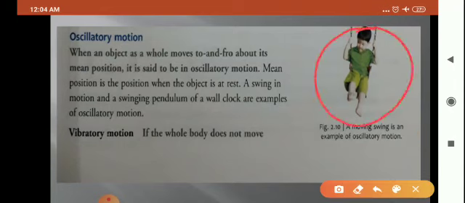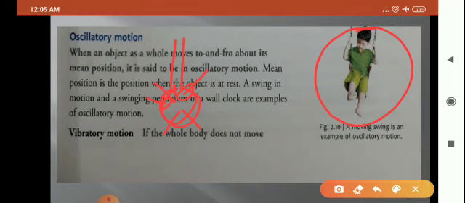A moving swing is also an oscillatory motion. Here also, suppose the boy is sitting on a swing. So the swing, the boy is sitting here, children. The swing also covers oscillatory motion. How? First of all, the swing is at rest. Okay, now what will happen?